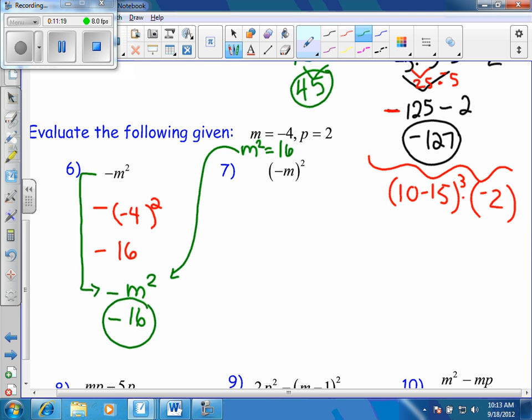Yes? Why are there 2 negatives next to each other? Right here? Because this negative right here is the opposite, and for the m squared, you have to figure out what m is and put it in there, and then you have to square it. So m is -4, so you have to write it like that. Does that help?